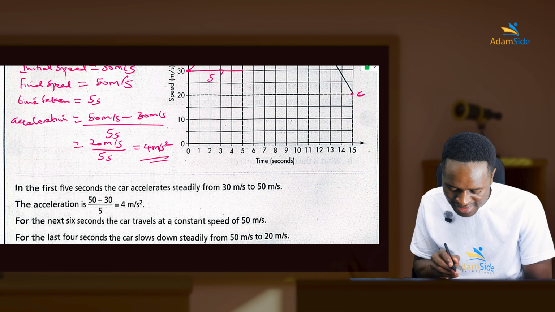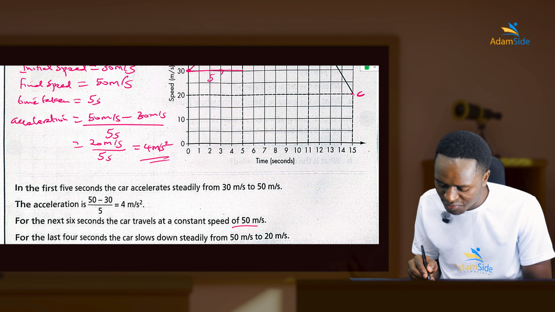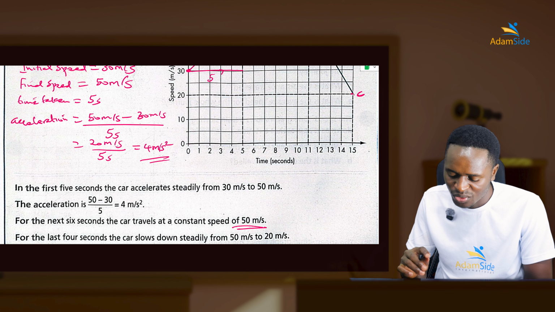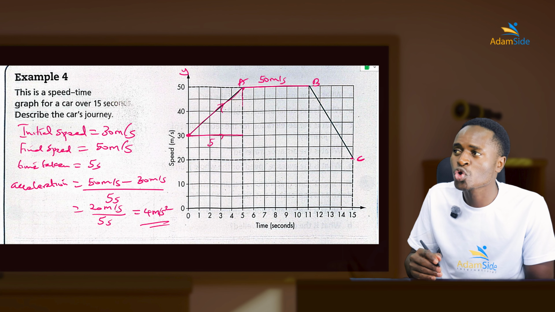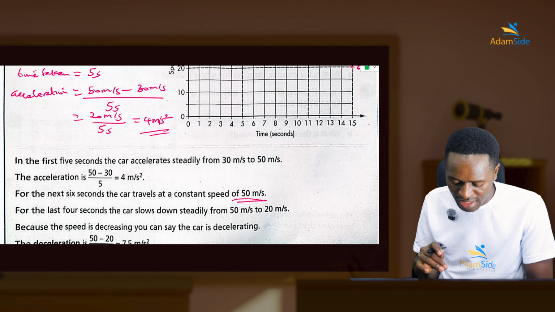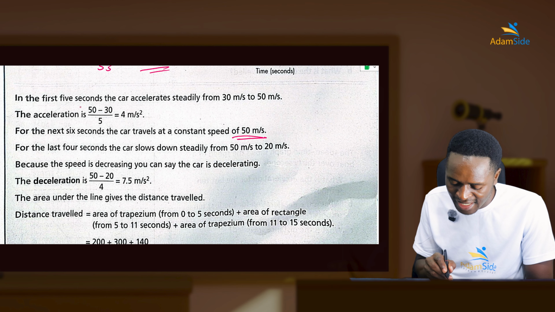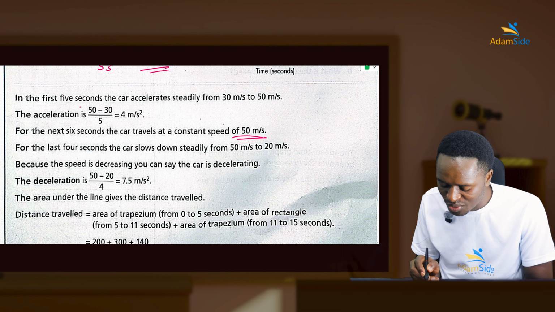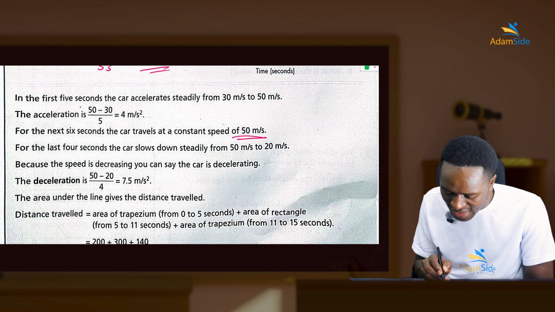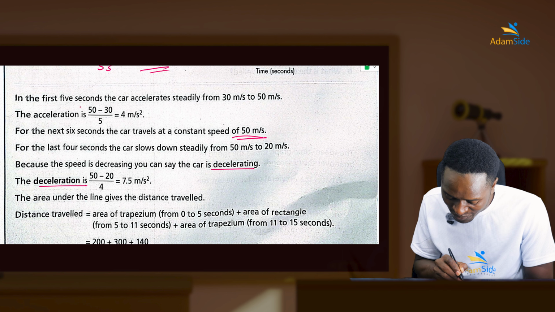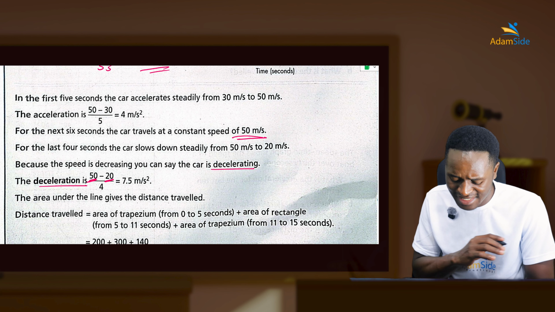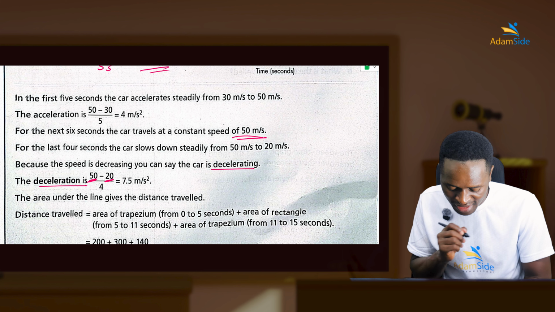For the next 6 seconds, the car travels at a constant speed of 50 meters per second. If you go to the graph, you'll see that a horizontal line shows constant speed or constant motion. The object is not accelerating. Then for the last 4 seconds, the car slows down steadily from 50 meters per second to 20 meters per second. Because the speed is decreasing, you can say the car is decelerating. So for the deceleration, you take the initial speed minus the final speed divided by the time taken, the same as the acceleration formula.